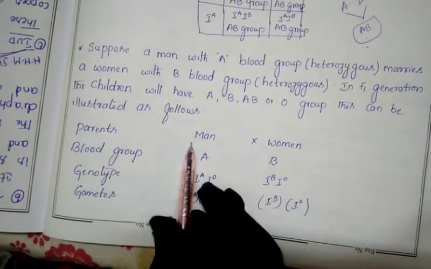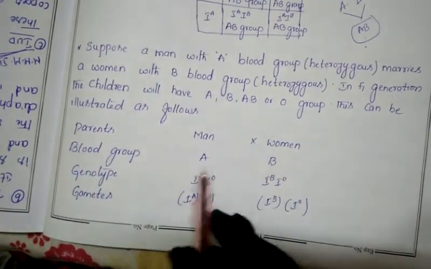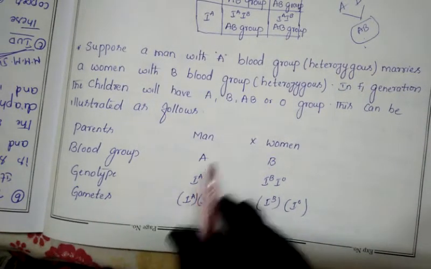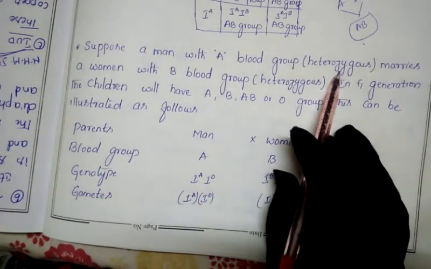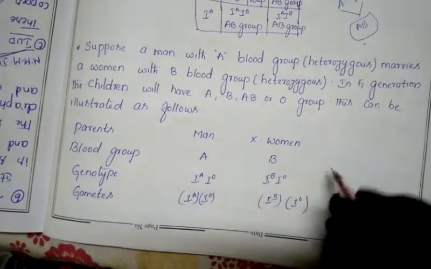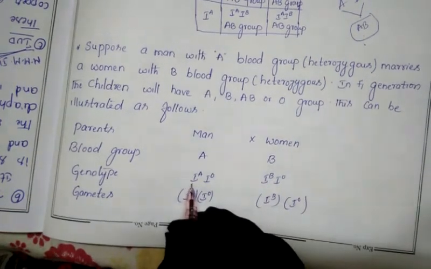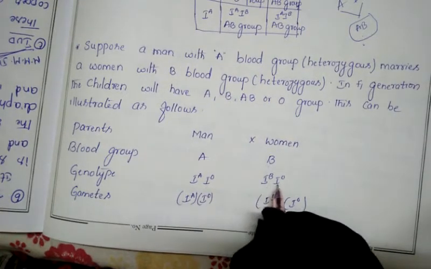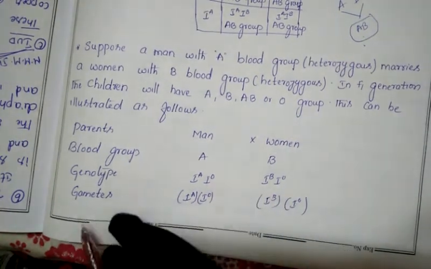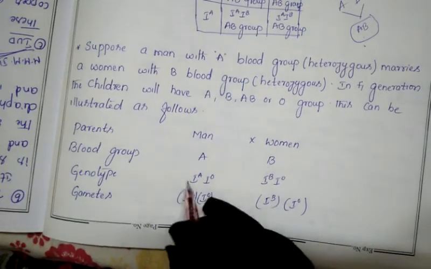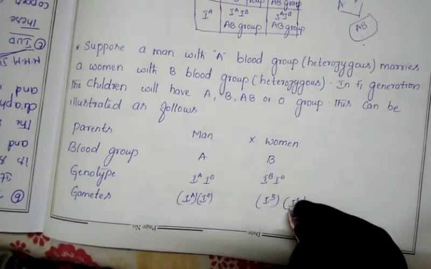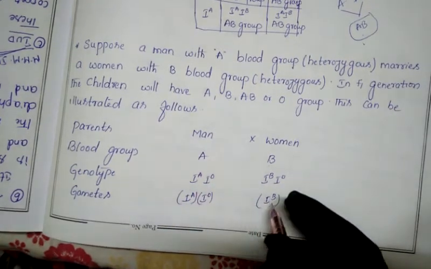Parents here, man and woman. Parents' blood groups are A and B. Let us write the genotype here, mentioned in the bracket. Heterozygous means what type should come here? IA, IO, because both are different. Here you have to write IB, IO. Two different types are present. Then we have to release the gametes: IA, IO, and here IB, IO. So two different gametes we have to release here.